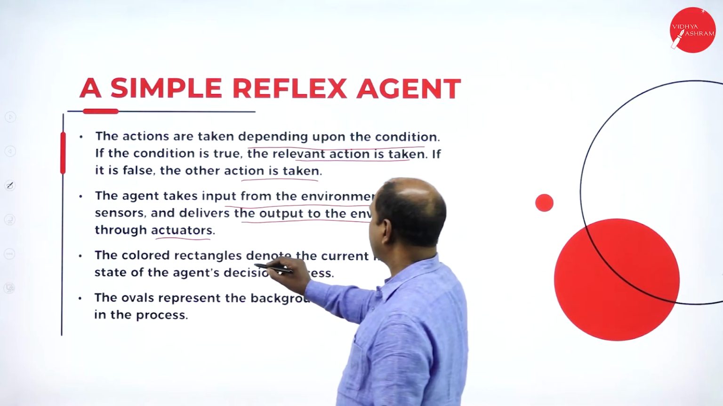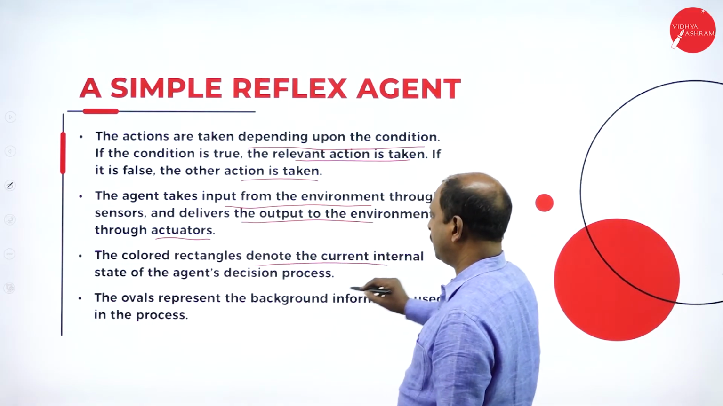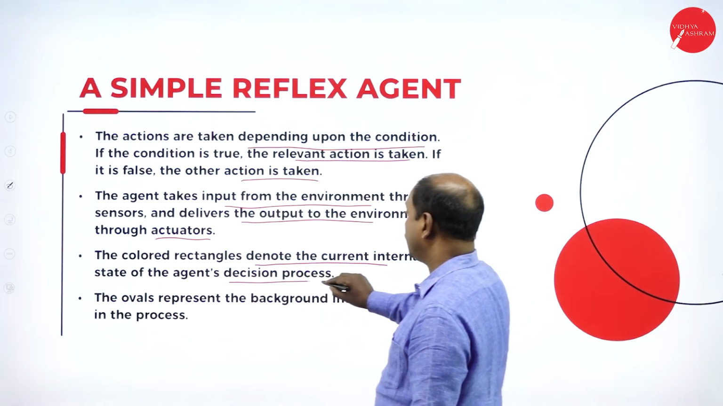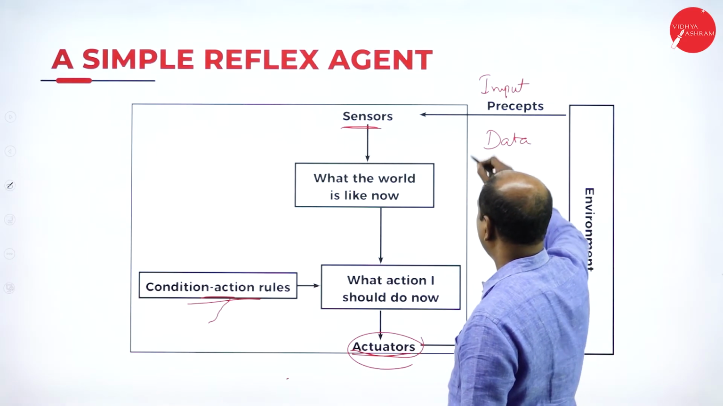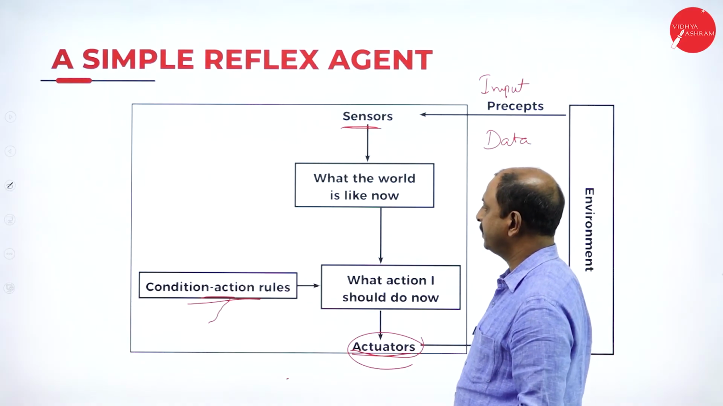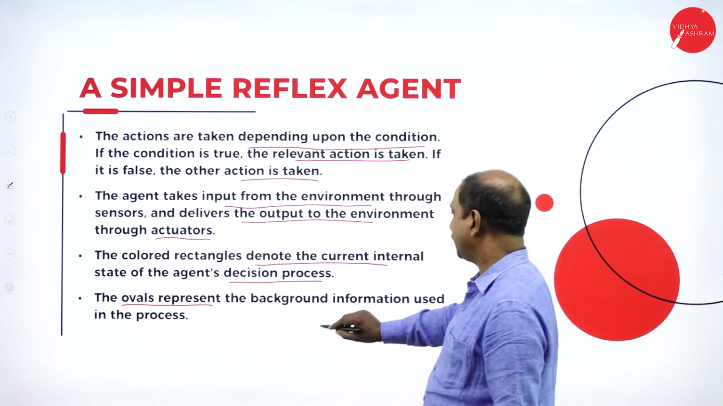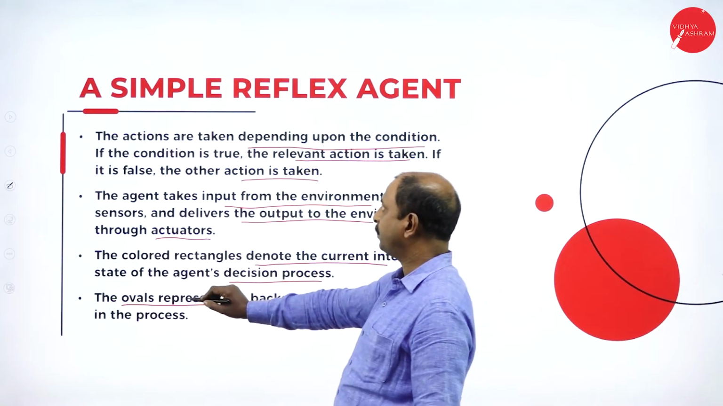Now the colored rectangle denotes the current internal state of the agent's decision process. So here this is the environment and the agent. The oval represents the background information used in the process.